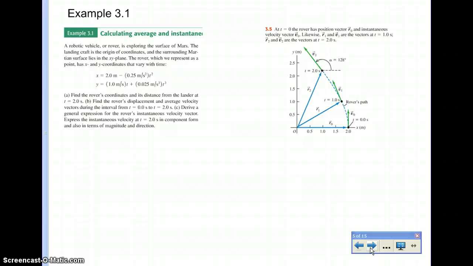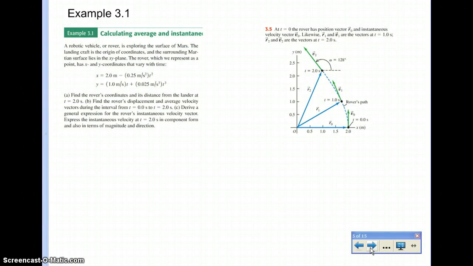So this says a robotic vehicle, or rover, is exploring the surface of Mars, and the landing craft is the origin of the coordinates. And the surrounding Martian landscape lies in the XY plane. So, just kind of picture in your mind this rover moving along, and it's moving along with the following functions. They give you an X function that describes how it's moving left and right. Imagine you were taking a bird's eye view of it. You were watching it from above.